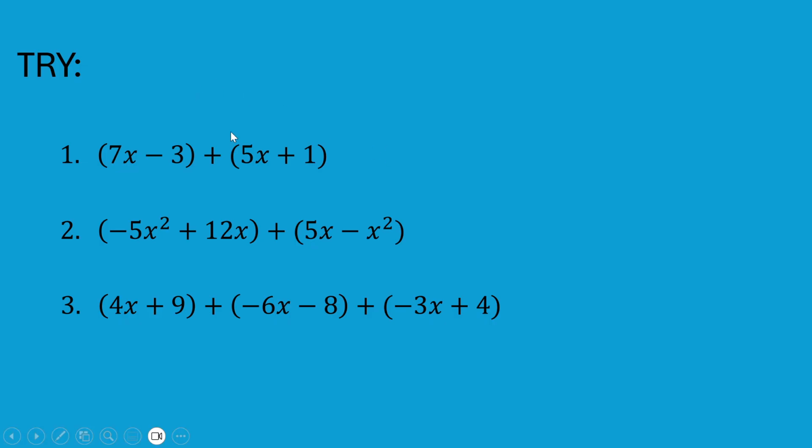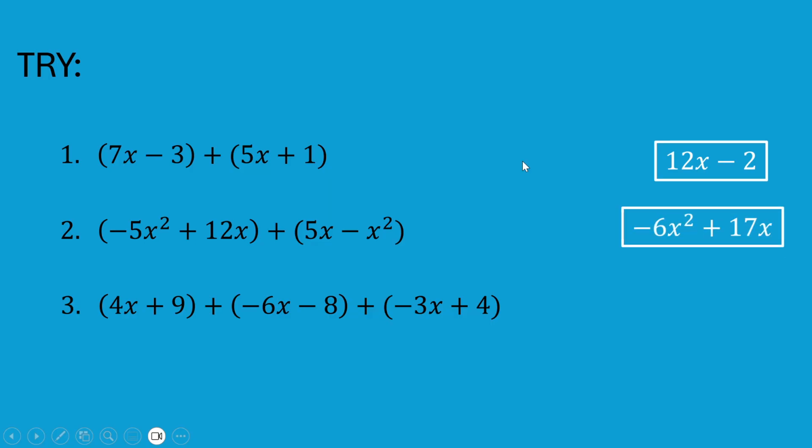Okay, for number 1, you should have gotten 12x minus 2. For number 2, you should have gotten negative 6x squared plus 17x. Number 3, it might look complicated, but it really isn't. It doesn't matter if you're adding 2 polynomials or 3 polynomials or 100 polynomials. The rule is still the same. Remove the parentheses and combine like terms.